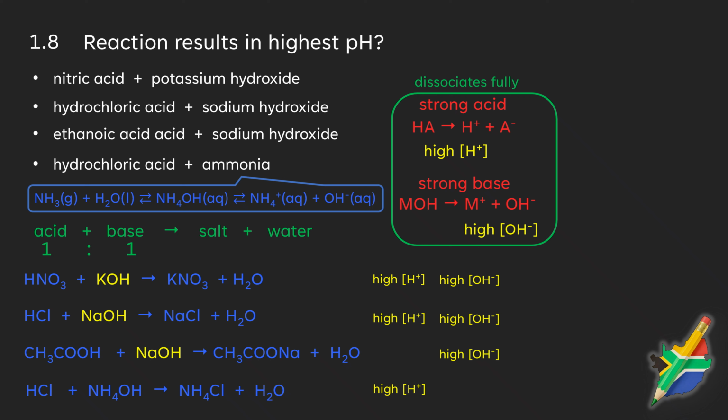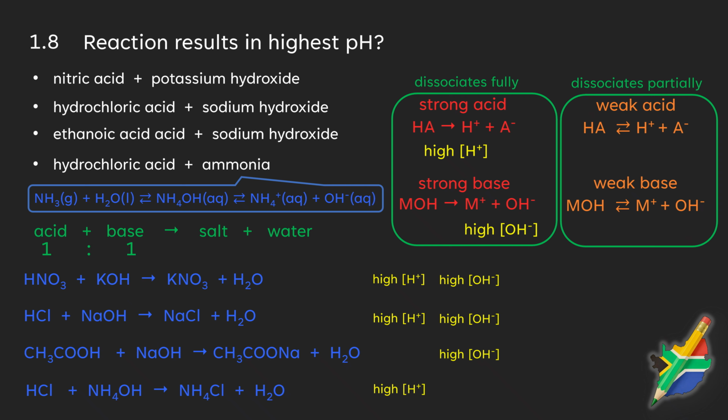Weak acids and weak bases dissociate only partially, forming an equilibrium with their ions. Weak acids therefore produce a low concentration of hydrogen ions, and in turn a low concentration of hydronium ions. Ethanoic acid is a weak acid and produces a low concentration of hydrogen ions in solution. Weak bases dissociate partially and produce a low concentration of hydroxide ions. Since ammonium hydroxide is a weak base, it produces a low concentration of hydroxide ions.